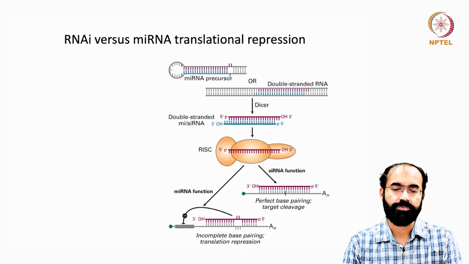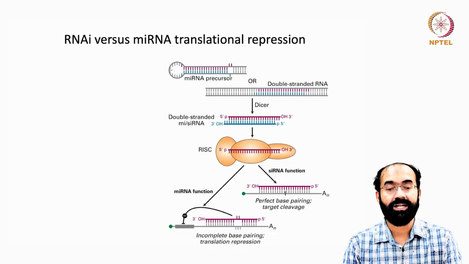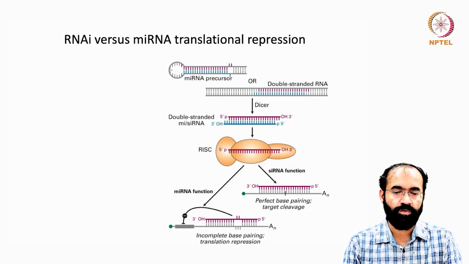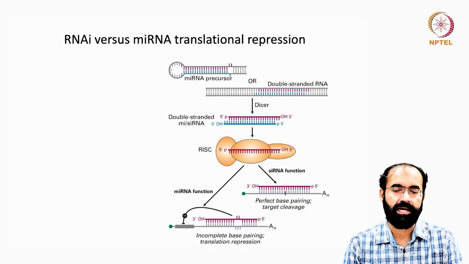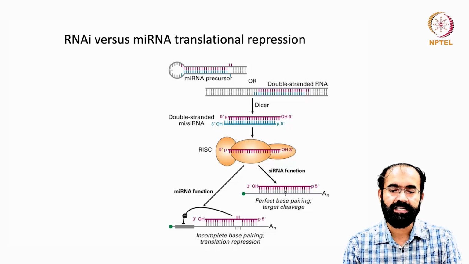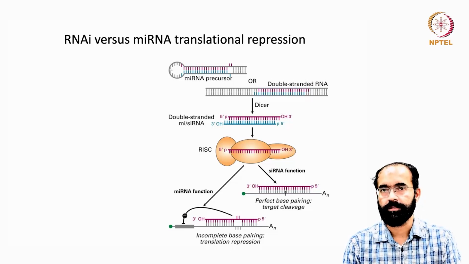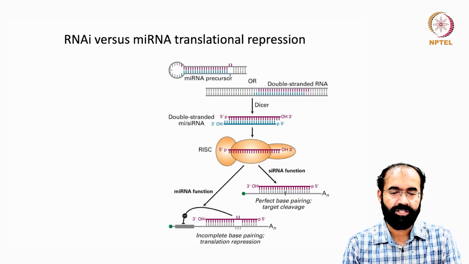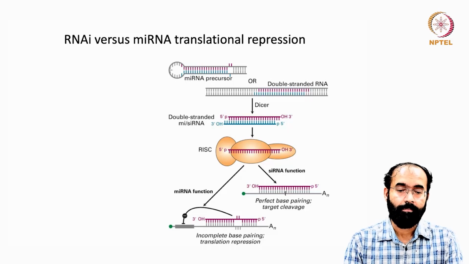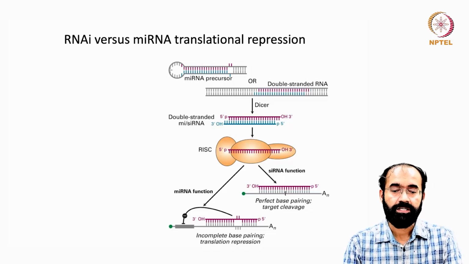So this stem loop structure is a miRNA precursor, and this can stay either in this form like a stem loop structure, or it can form like two linear RNAs or a double stranded RNA. This stem loop structure has a double stranded region and a loop, whereas here it is two long strands that are paired together. In either case, both can be acted upon by Dicer, and you end up getting double stranded microRNA, and they are shorter in length.